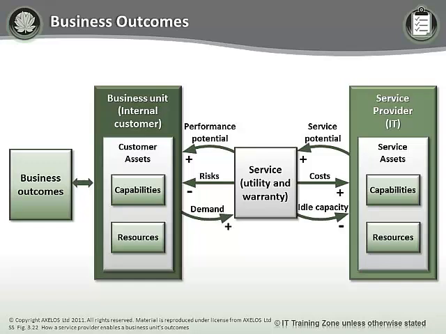Requirements for utility and warranty are translated to IT, which uses the information to organize service assets. The better the capabilities and resources, the higher the service potential, although this may also mean a higher cost. Better service performance will lead to higher demand, which will reduce idle capacity. If utilization exceeds service potential, the business unit may have to invest more in the service.